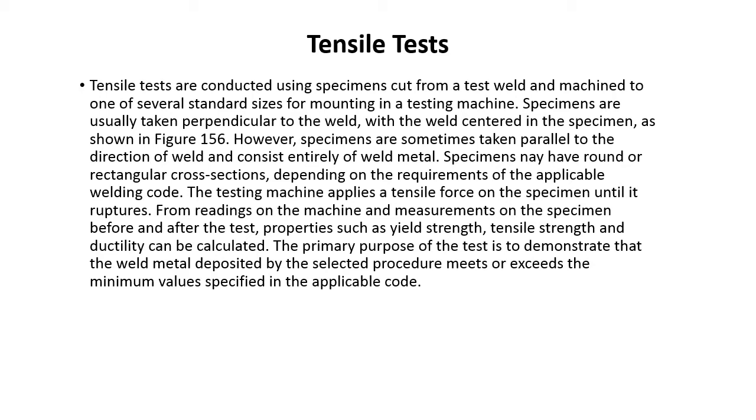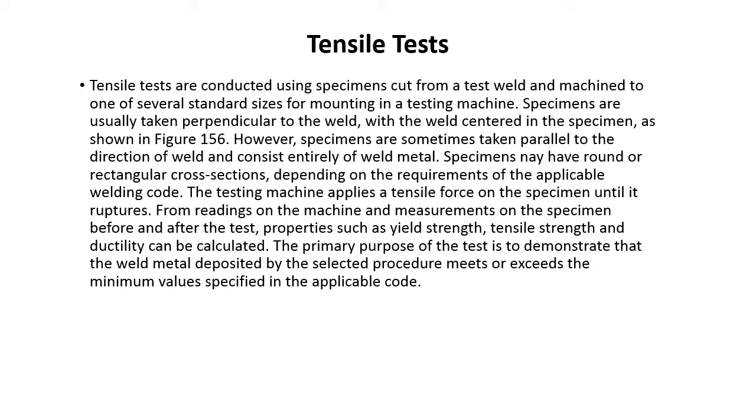The testing machine applies a tensile force on the specimen till it ruptures. From readings on the machine and measurements on the specimen before and after the test, properties such as yield strength, tensile strength, and ductility can be calculated. The primary purpose of the test is to demonstrate that the weld metal deposited by the selected procedure meets or exceeds the minimum values specified in the applicable code.